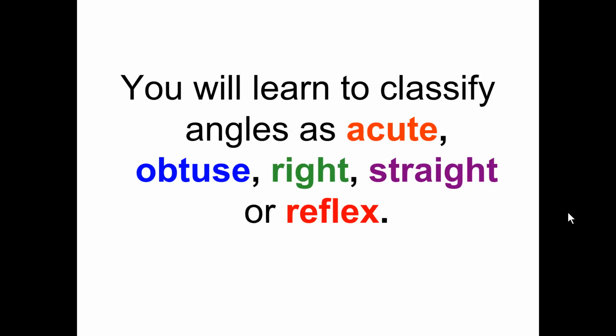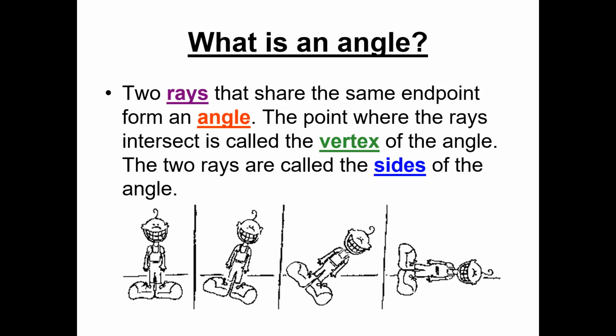And here we go. So basically, what is an angle? Two rays that share the same endpoint form an angle, right? The point where the rays intersect is called the vertex of the angle, and the two rays are called the sides of the angle. Angles can be formed not just from two rays; they can also be formed by two lines or two line segments, right? But in this lesson, we will start learning about angles formed from two rays.